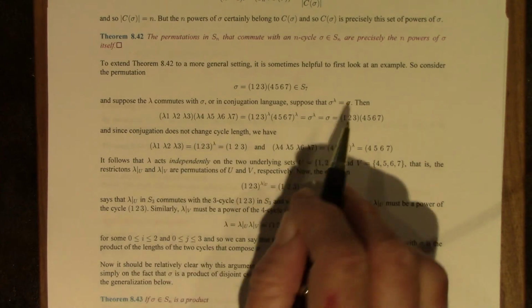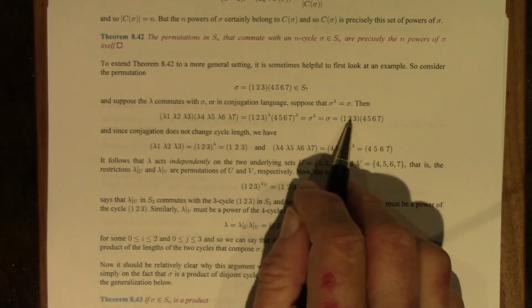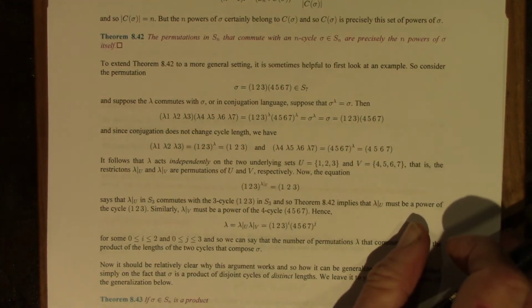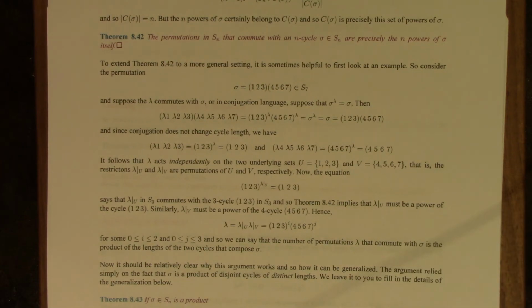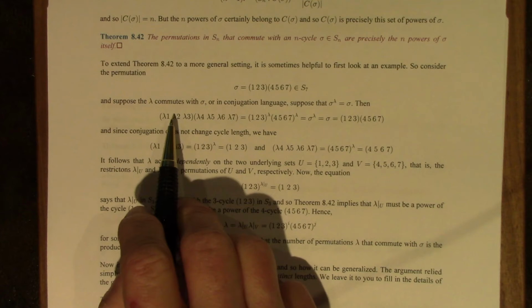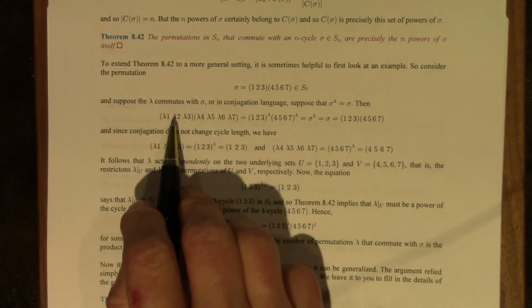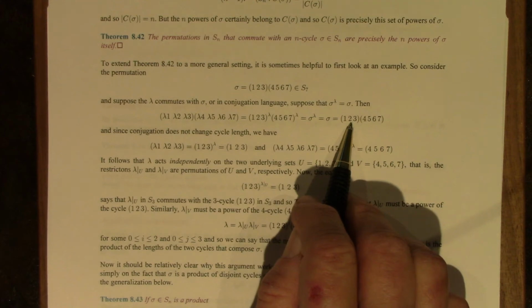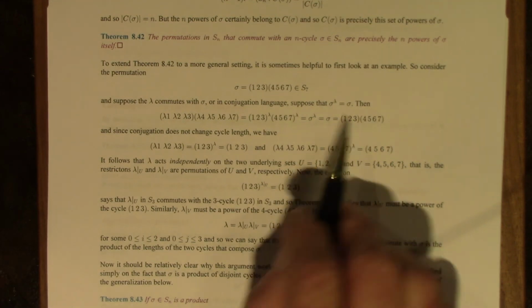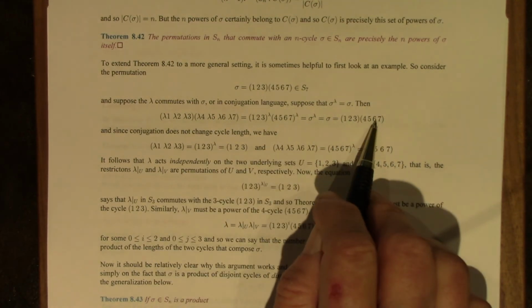Now we like to match up cycles here. And we can do that for one reason, and one reason only. Conjugation does not change the cycle length. This is still a 3-cycle, this is still a 4-cycle. And therefore, this 3-cycle has to be this 3-cycle, because it's the only one, and this 4-cycle has to be this 4-cycle.